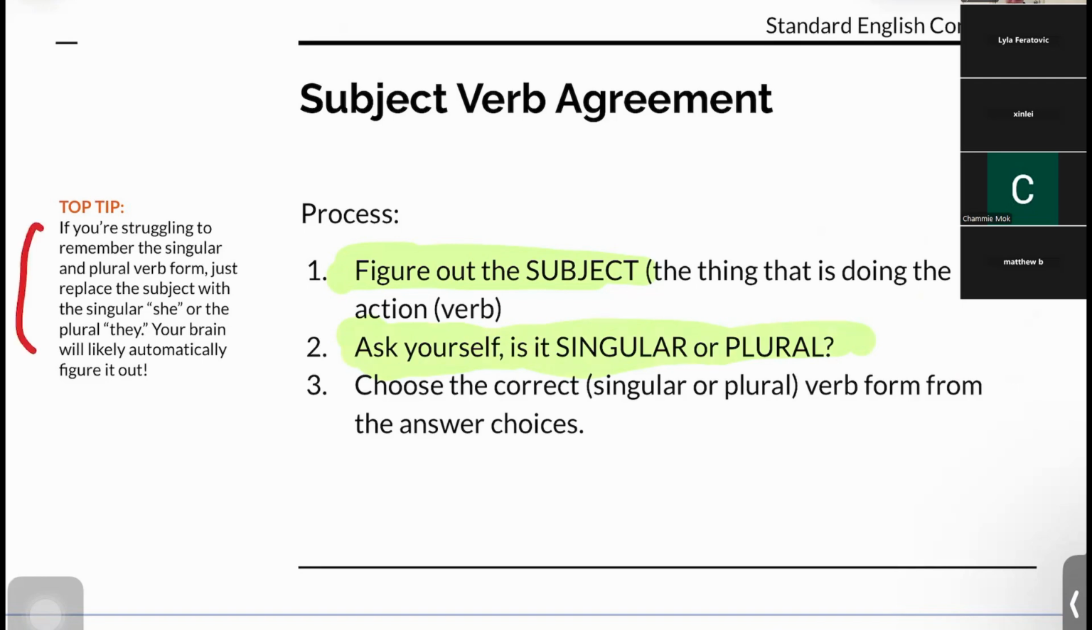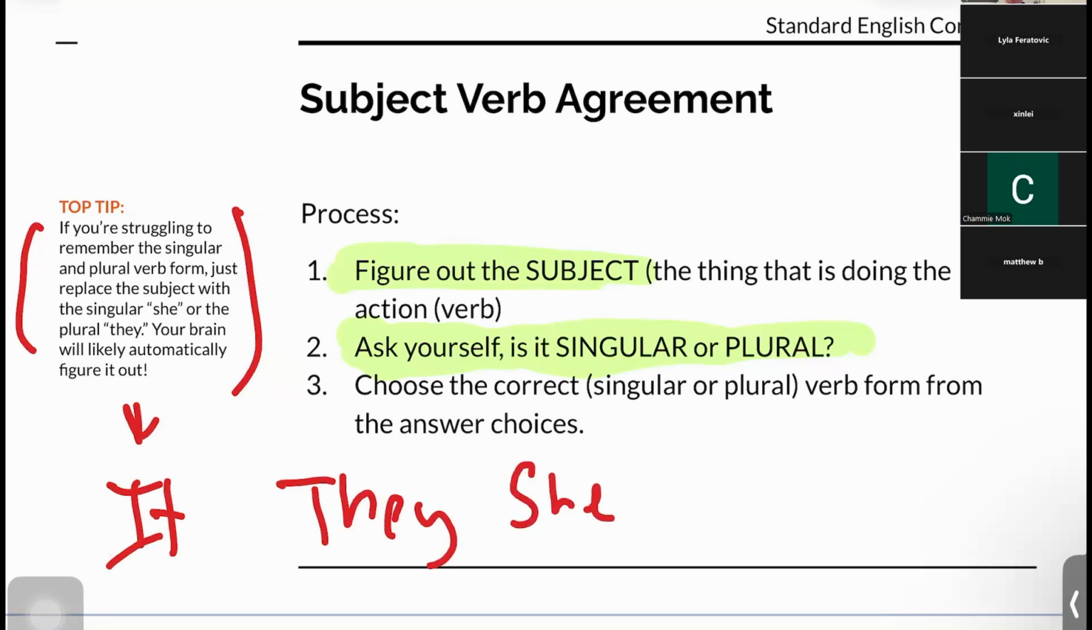Sometimes words aren't always super clear about whether they're singular or plural, since certain words get formed differently. If it's hard to tell whether a certain noun is singular or plural, you can throw in a pronoun like it or they or she to see if the sentence still works. But yeah, step 1, find that subject. Is it singular? Is it plural?